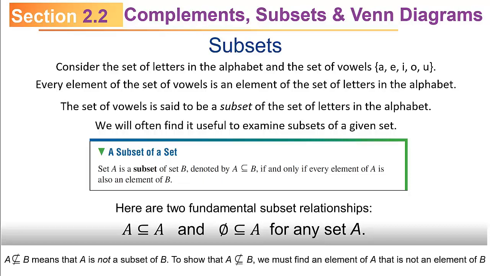As we've done with other symbols in this course and in previous courses, if you put a slash through a symbol, it typically means not. A is not a subset of B, and look at the symbol. It's the subset symbol with a slash through it. It means that A is not a subset of B. To show that A is not a subset of B, we must find an element of A that's not an element of B. So if you want to show something is not a subset of something else, you have to find an element in that set that's not in the set that you're claiming it's not a subset of.